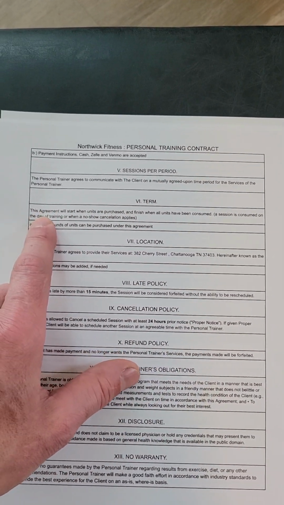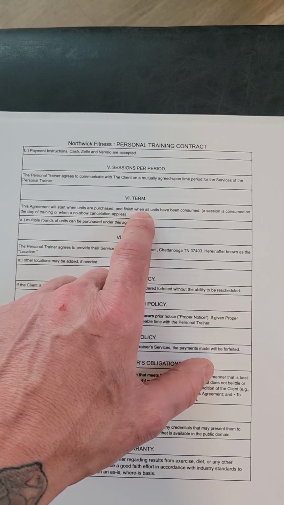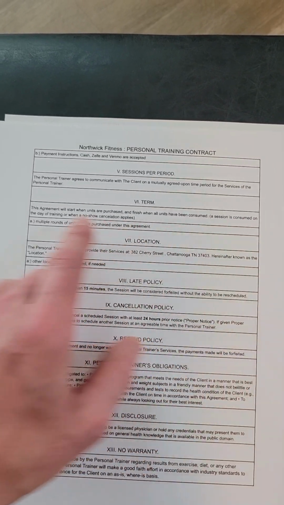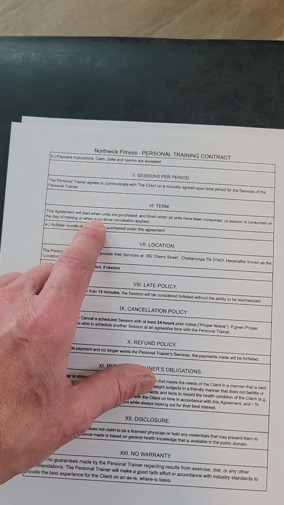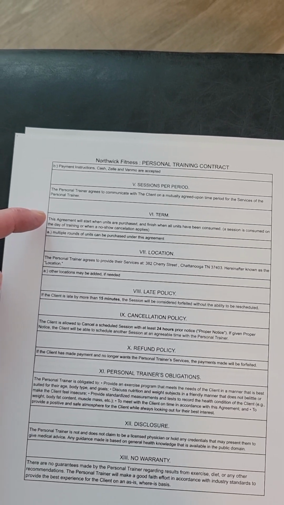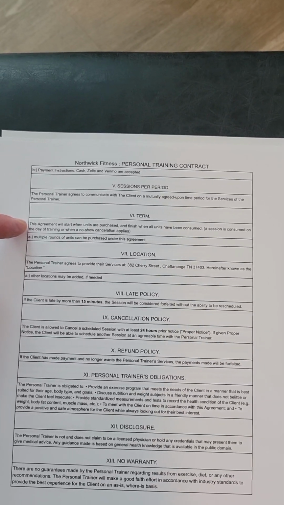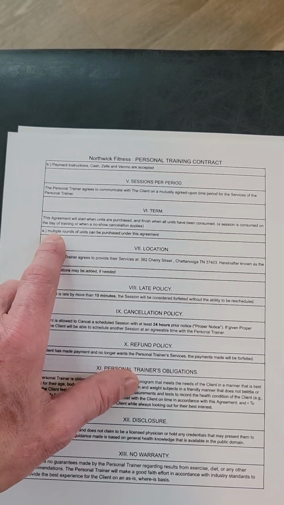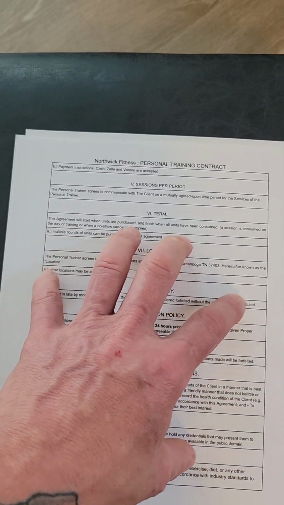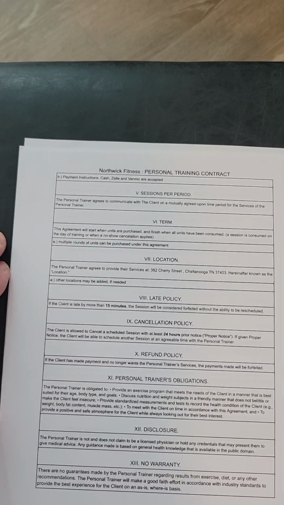The term. The agreement will start when units are purchased and finish when all units have been consumed. A session is consumed on the day of the training or when a no-show cancellation applies. So this just means when you purchase sessions, they will last until you use them all up. Multiple rounds of sessions or units can be purchased under this agreement. So we'll just fill out one agreement and we can keep going if we want to.